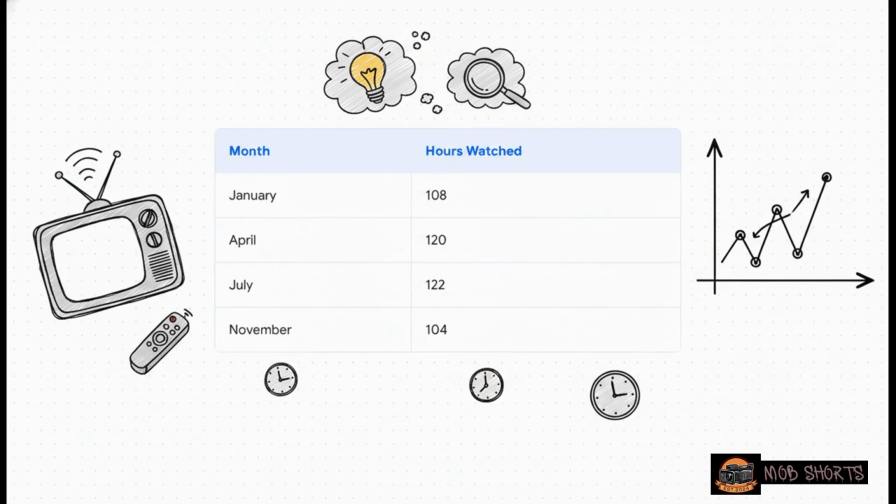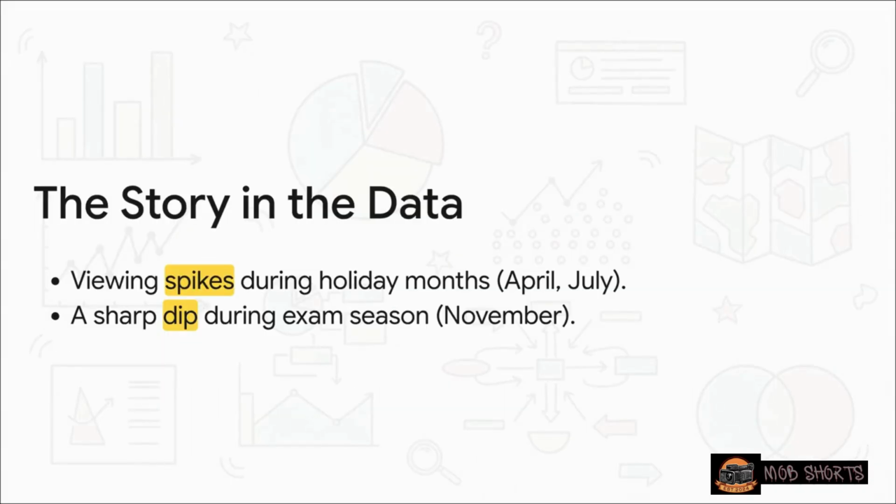And for that story, the absolute best tool is a line graph. Because the second you plot this data on a line graph, bam! A story just leaps off the page. You instantly see these spikes in April and July. What's happening then? Probably school holidays, right? And then look at that massive drop in November. You can almost feel the stress. It's got to be exam time. See? That boring table just became a story about Jabu's year.